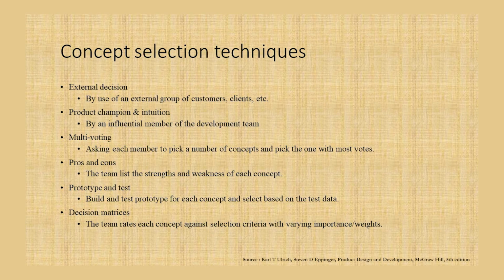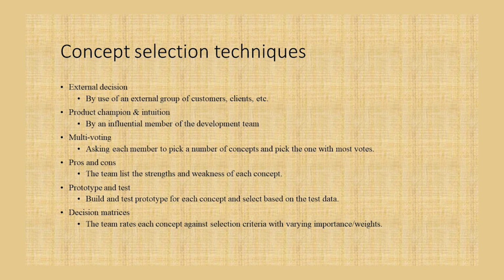So, there are pros and cons of the different techniques that we use. So, you may have 20 concepts. For each concept, you can write out what is the strength of this concept, what is the weakness of this concept. Concept A, strength, weakness, you can list those out. So, that can help you in selecting when you write out the pros and the cons. And then you can prototype and test. So, you may have some concept on paper, but unless you have prototyped and tested it, you do not know which one will actually work. So, build and test a prototype for each concept and select based on the test data.